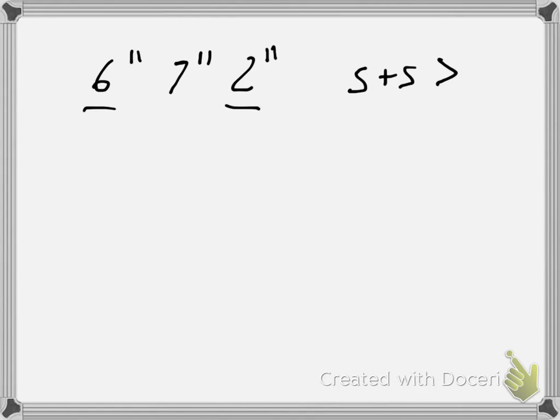Next, it says which of the following cannot be a triangle. So we have 6 inches, 7 inches, and 2 inches. For this, we have to remember if we take our 2 smallest numbers, so our 2 smallest numbers have to be greater than the largest number. So 6 plus 2 is greater than 7. So this one, first one, is a triangle.